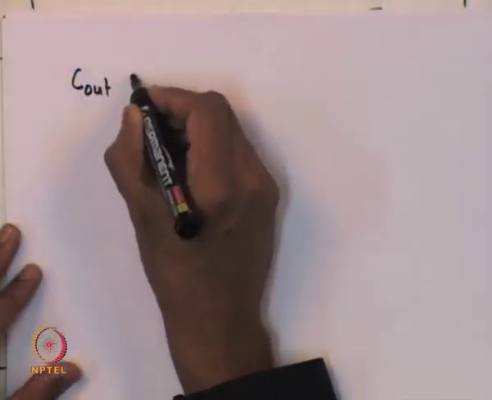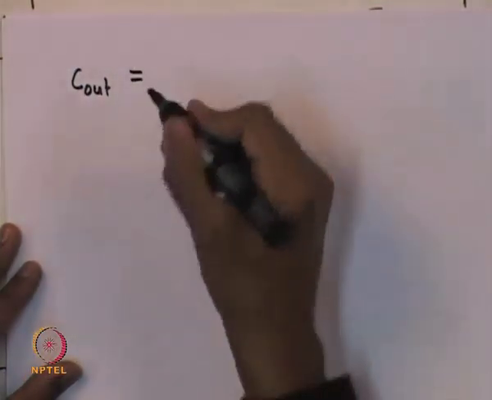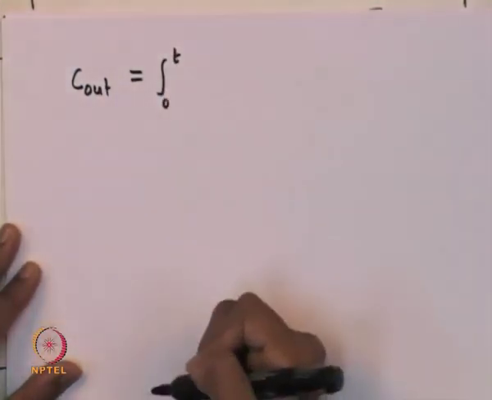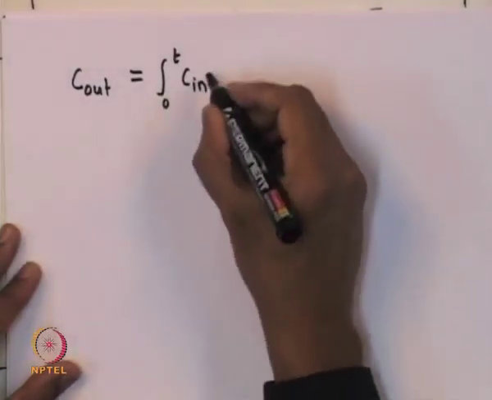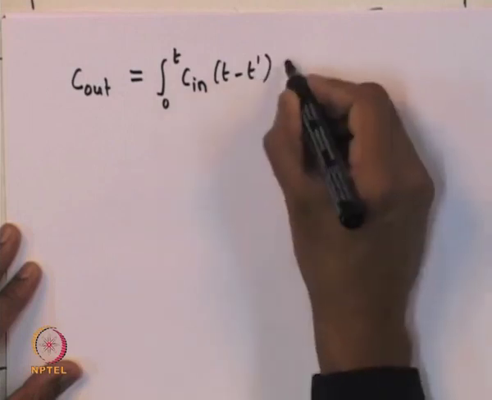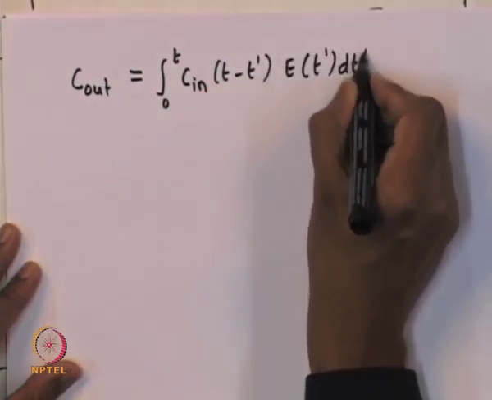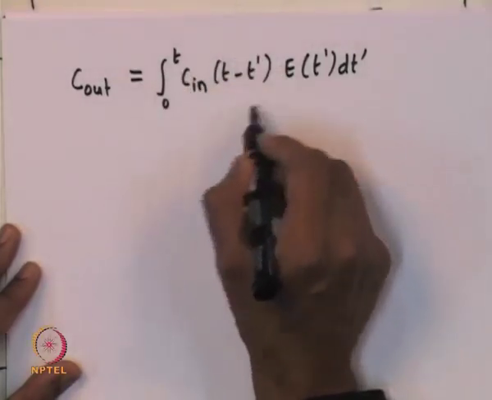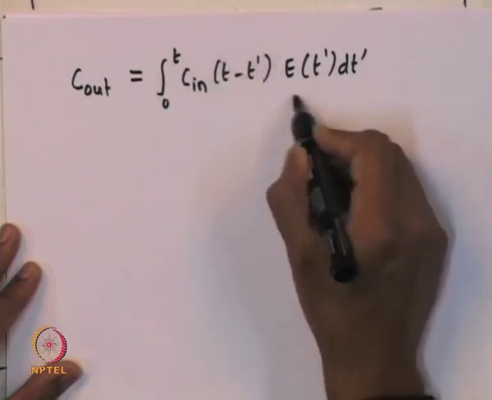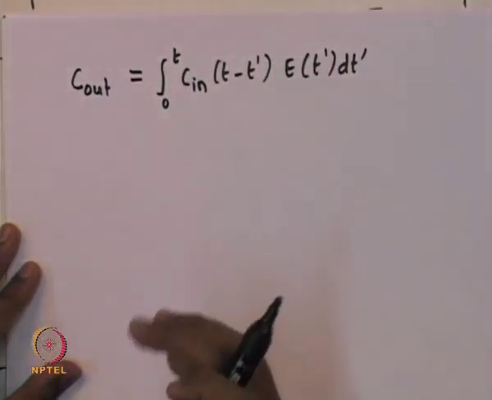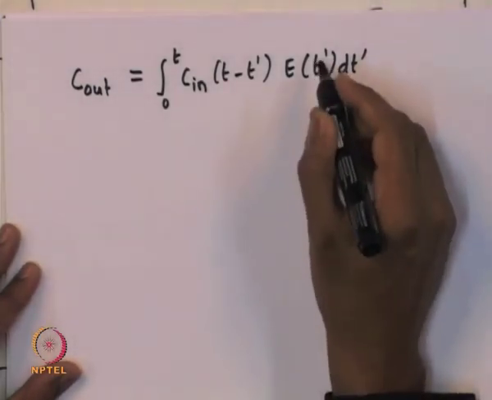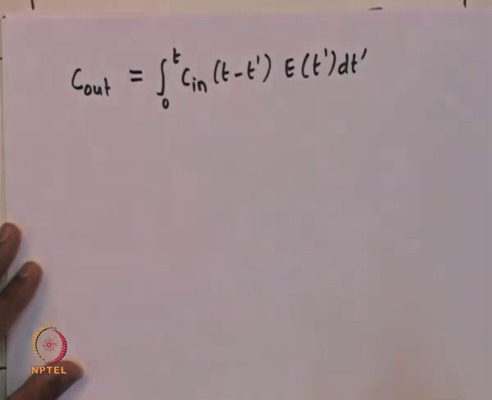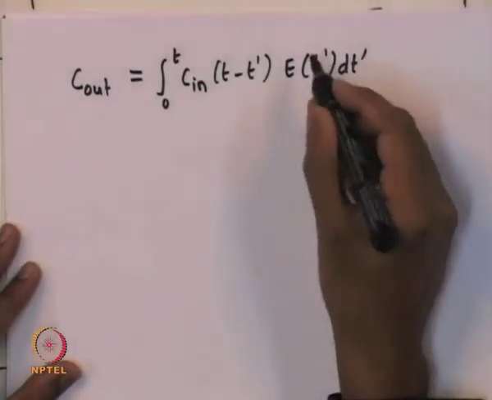So, we know from the convolution integral, from the convolution formula, that the concentration of the tracer in the output is related to the input concentration as integral 0 to t C in (t minus t prime) multiplied by E of t prime dt prime, where C in is the concentration of the tracer in the feed stream, and E of t prime is the fraction of the material that spends exactly t prime amount of time inside the reactor. That is, the residence time of that fraction of elements is t prime.